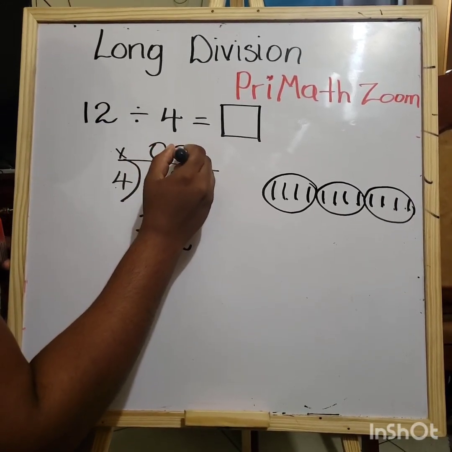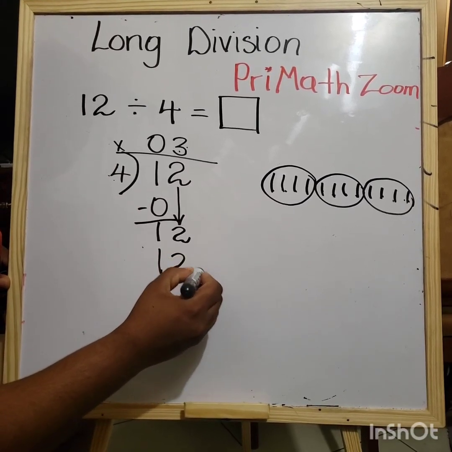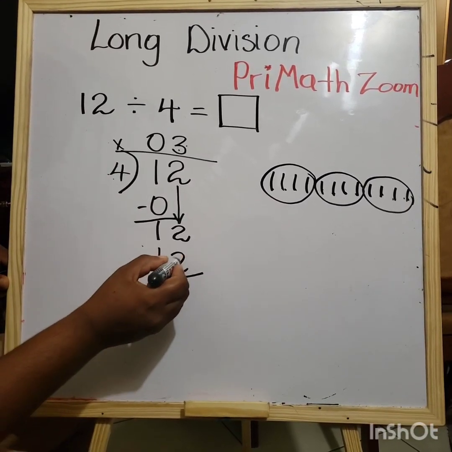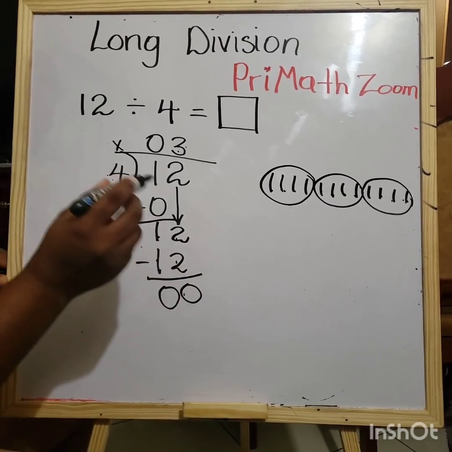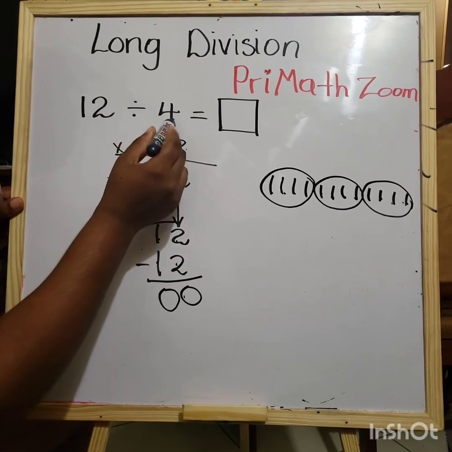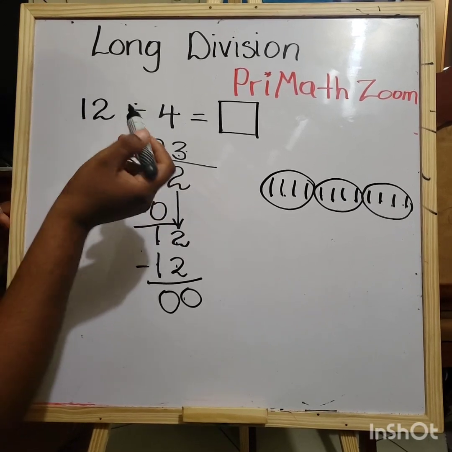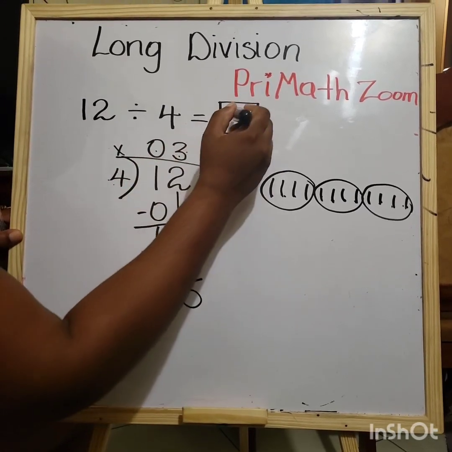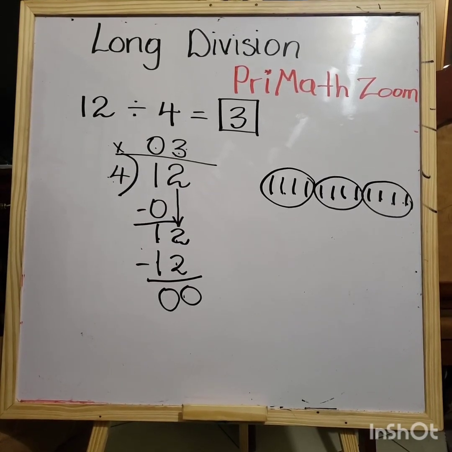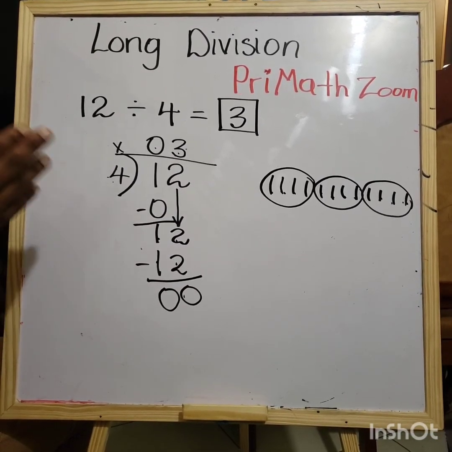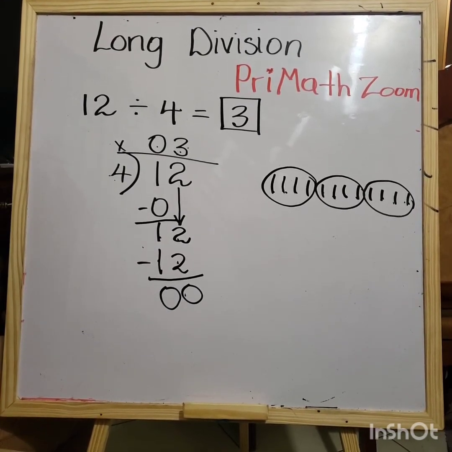We're going to put the 3 here. Then we say 3 multiplied by 4 to give us 12. We're going to subtract: 2 from 2, 0; 1 from 1, 0. So here we can say that 12 divided by 4 equals 3. This 0 here has no value, so we're not going to write 03. We're just going to write 3. And that would be one example of the long division with a math sentence where there is no remainder.